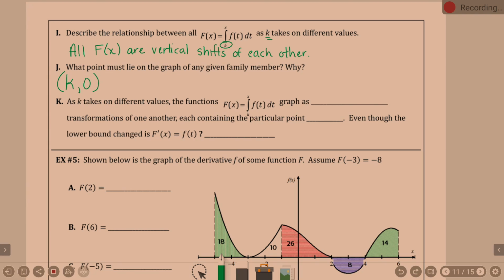When the lower bound equals k, basically my explanation. When the lower bound is k, the area is the integral from k to k of f of t dt. And the integral from k to k, what have we learned? Is 0. So you're plugging in k and getting 0 out.